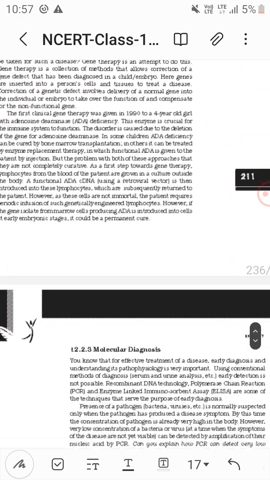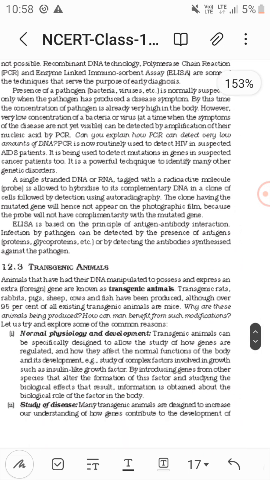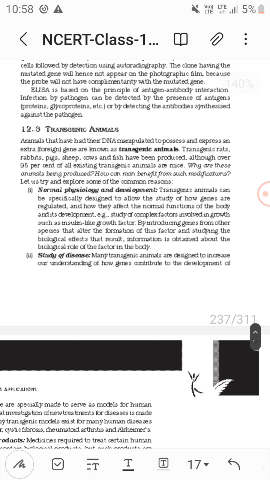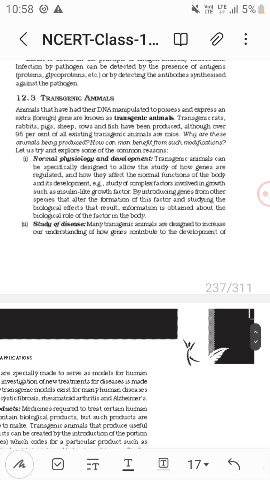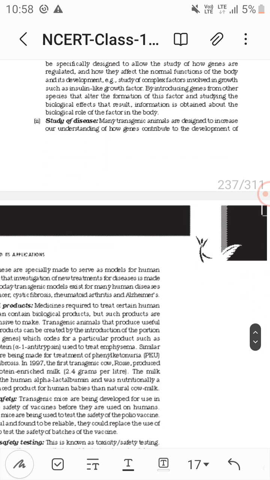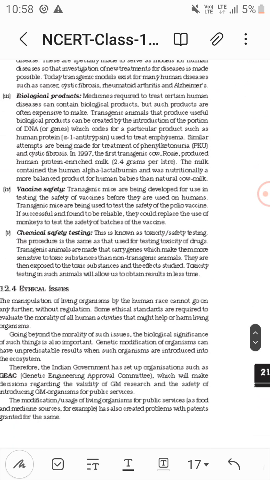Now gene therapy. There is molecular diagnosis. Transgenic animals. What are these transgenic animals? The animals that have had their DNA manipulated to possess and express an extra foreign gene are known as transgenic animals. Now we study them for normal physiology and development, study of diseases, biological products, vaccine safety, chemical safety testing.